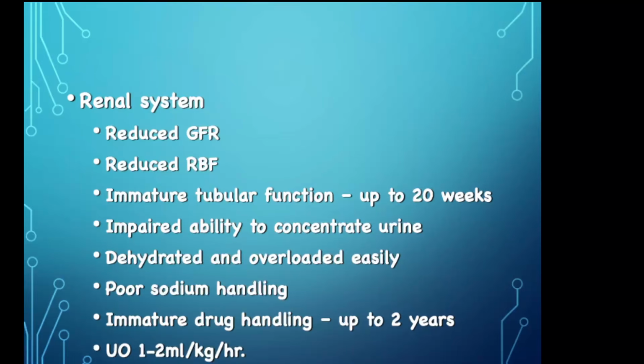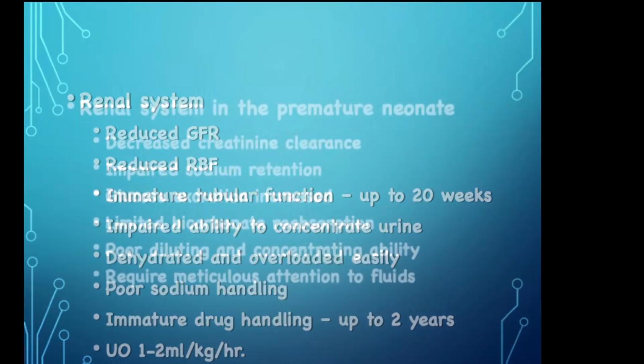I'm sure parents have always wondered, why does my kid go through 20 nappies a day? Well, it's this. They've got immature tubular function, and they cannot concentrate their urine because of a lack of ADH. They get dehydrated and fluid overloaded very easily. They handle sodium poorly, and they handle drugs poorly up to 2 years of age.